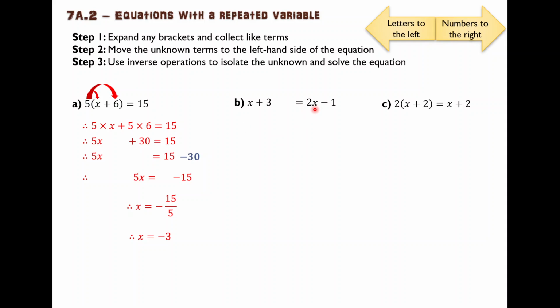Okay, this one. Ooh, there are no brackets to expand here, so step 1 looks like it's done. Step 2: move the unknown terms to the left-hand side of the equation. The unknown terms are the terms with a letter in it. So we have a few terms here. We've got this x term.